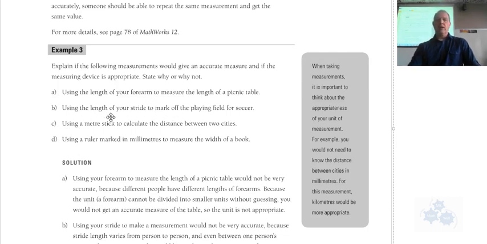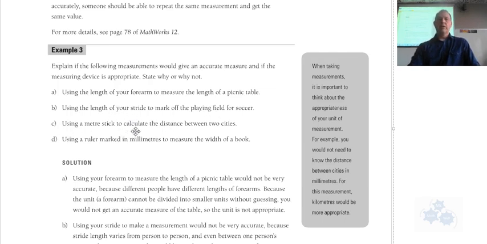What about this? Using the length of your strides, that's one step, to mark off the playing field for soccer. Well, you could do that, but it would be a rough guess of the distance, right? You could think, oh, my step is about a yard. Oh, maybe it's a meter. Maybe it's somewhere in between. So it might be appropriate, but it wouldn't be very accurate.